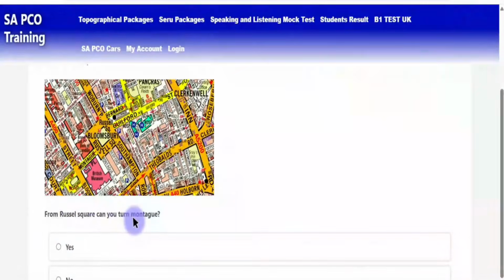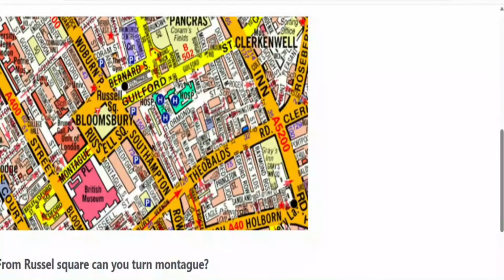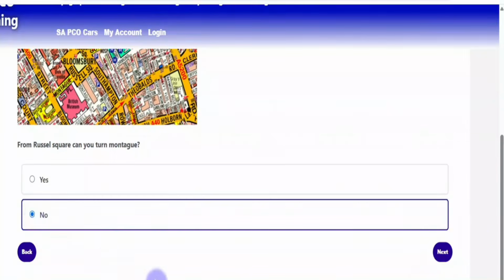Can you turn Montague? I think I pronounced Montague or Montague, sorry if I'm pronouncing it wrong. This is a similar kind of question we just did before. We know where Russell Square is. This is Russell Square. So this is Russell Square Road. If you're coming from here, can you turn this? This is Montague Street and this is only Montague. So we can't turn here because of this one way. I hope you understand. So no is the right answer.